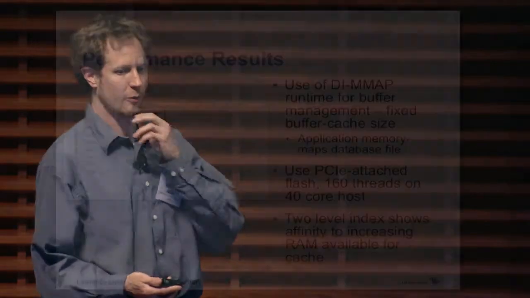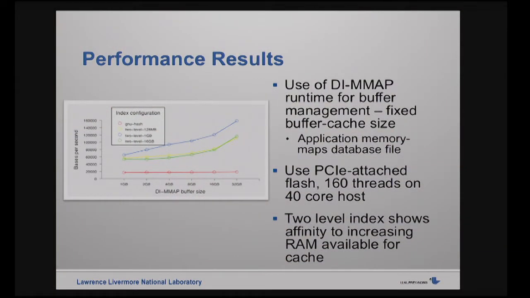Not much time left, but I'll look a little at performance, comparing our index with that of an off-the-shelf hash table, GNU hash. One thing we looked at is, when you give it more memory for cache, does the performance improve? We find the blue curve, the optimally configured two-level hash, does improve while regular hashing doesn't.